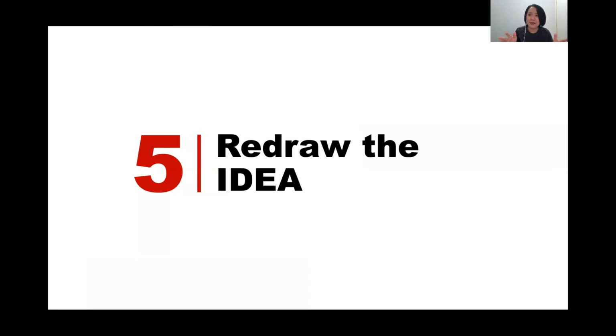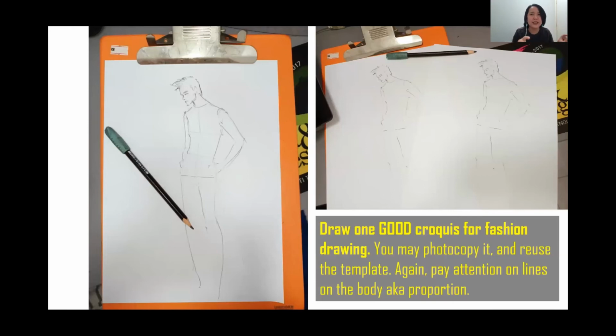Next, the fifth step is to redraw the idea. You need to redraw because you need to reconstruct those design details later on. So by redrawing it, you will be trying to remember the placement, the types of lines, the quality of lines, and also all the details that are embedded in the design.